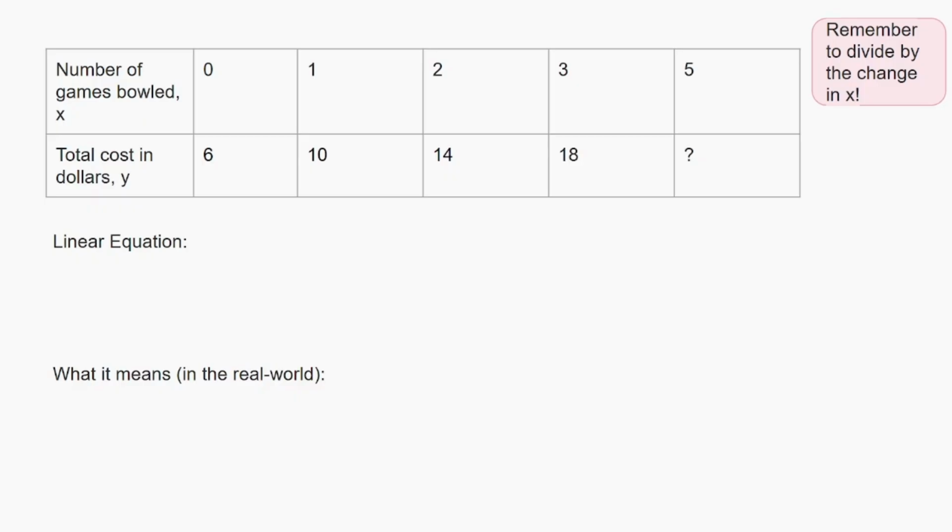For this third question, we want to look at the relationship between the number of games bowled, x, and the total cost in dollars, y. We also have this bonus question where we're looking to find this mystery value here, aka the total cost in dollars when 5 games are bowled. So first, let's get started like before. Since we know it's going to be a linear equation, we know we're looking for something in the form of y equals mx plus b.